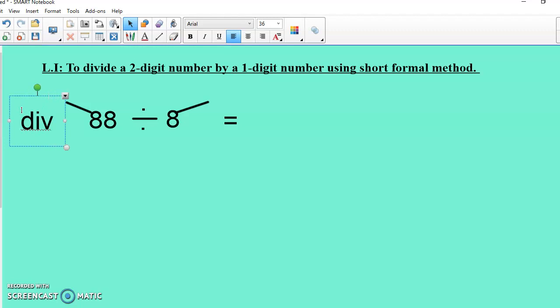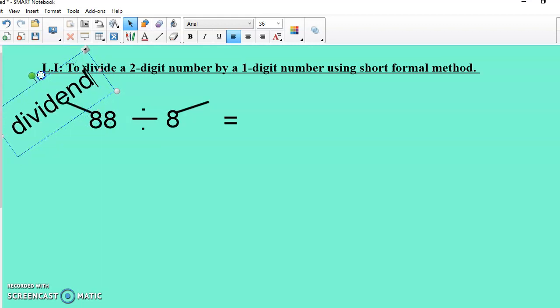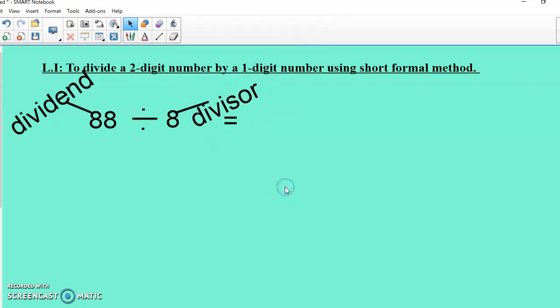So this is my dividend. I just need to label them so you know what they are called. And this is my divisor. So whenever you see it, you remember what they are called. And I'm trying to get my quotient, which is my answer.